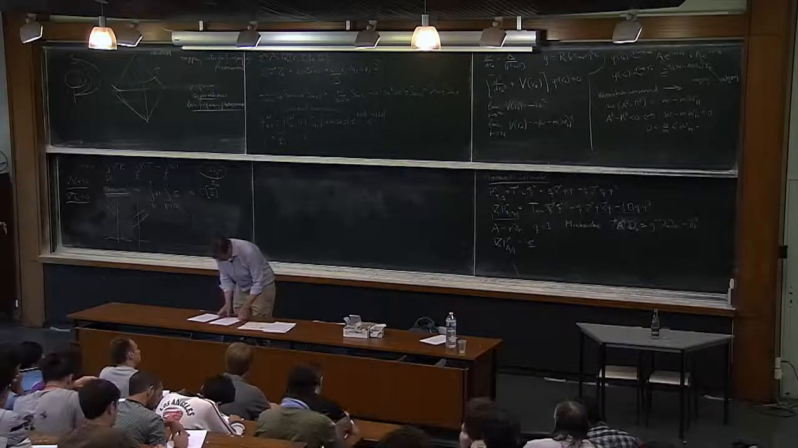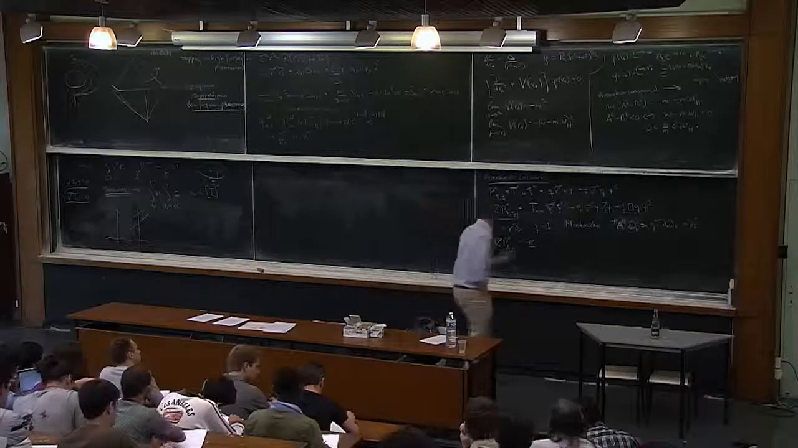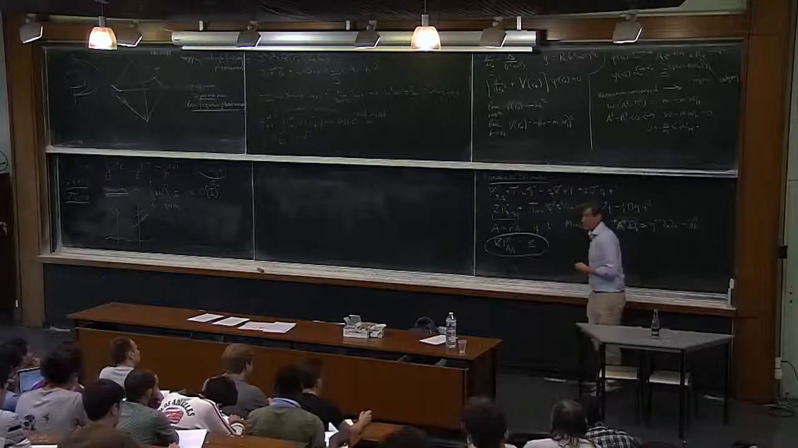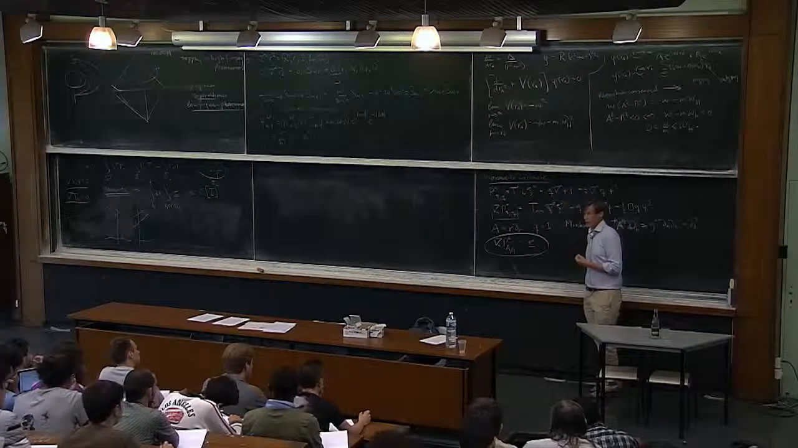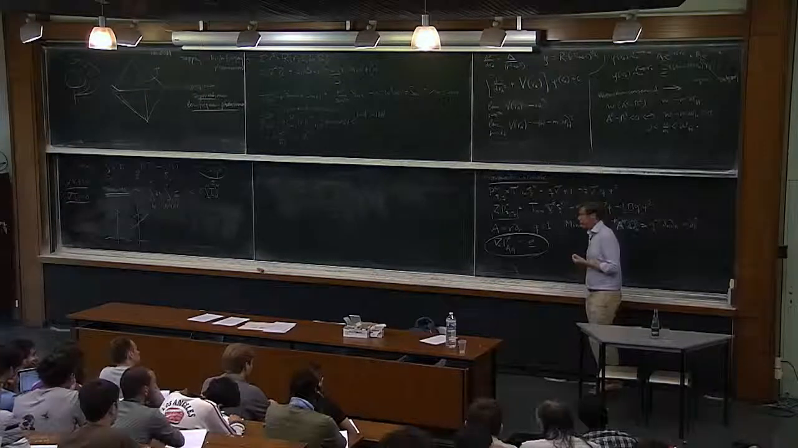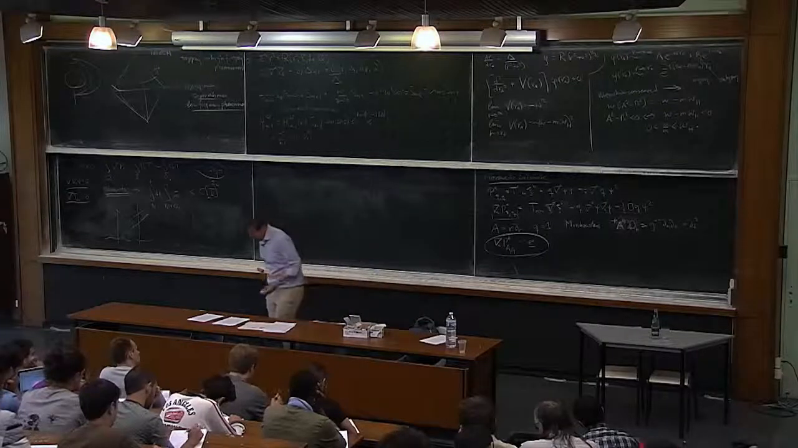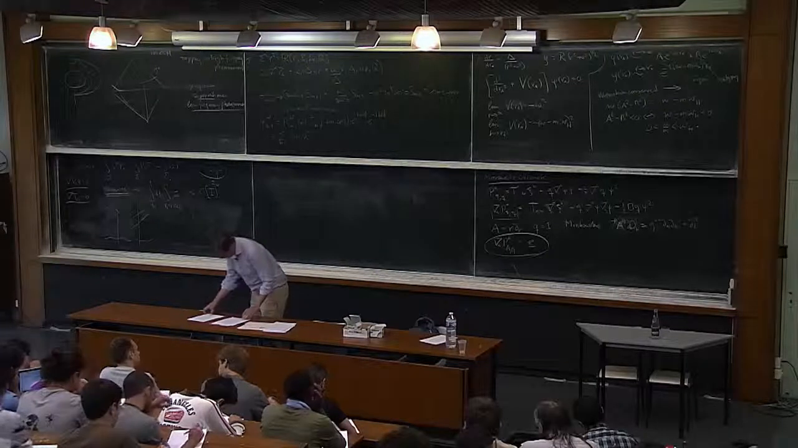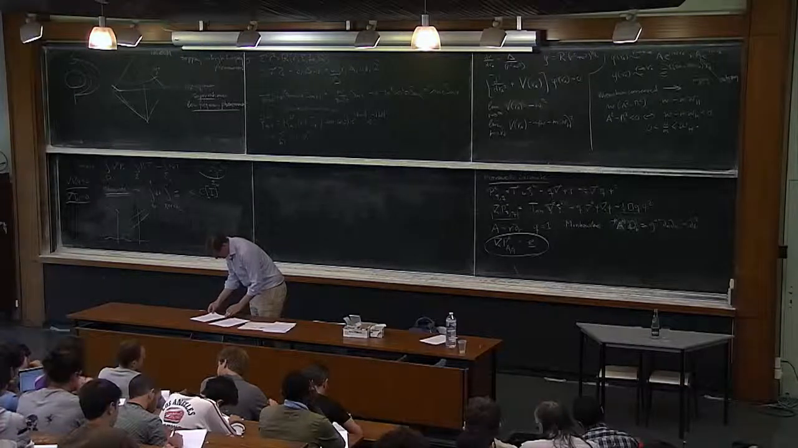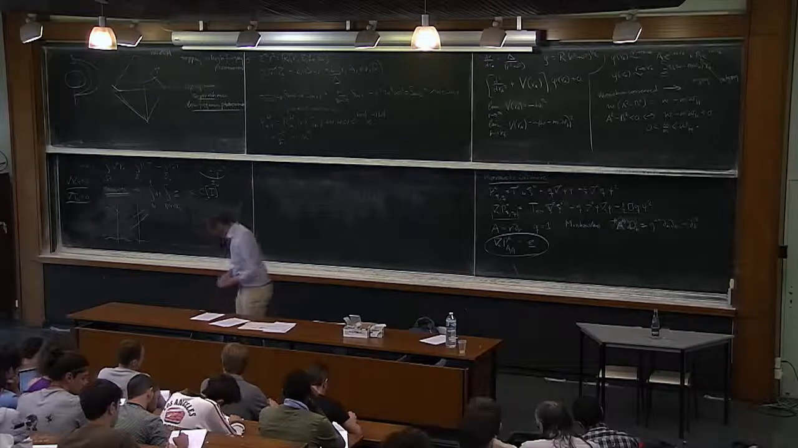Okay, but this type of relation cannot hold in a black hole spacetime because of this trapping, the fact that you have trapping of null geodesics. And to illustrate that, I just want to do a kind of model problem that shows where this is coming from in the Schwarzschild case.